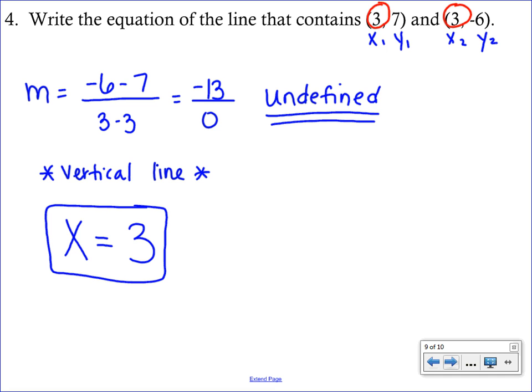Now, some of you are going to be really observant, and you're going to notice right away that your x values are the same. You can jump right to your final equation if you catch that, because if your x values are the same, you know you're going to have a vertical line. So you wouldn't even have to show that your slope is undefined.